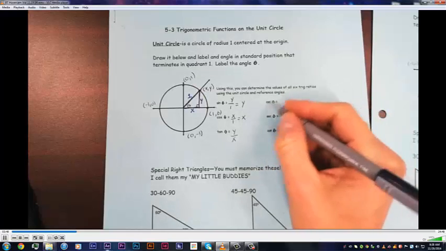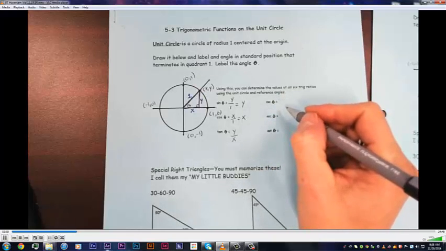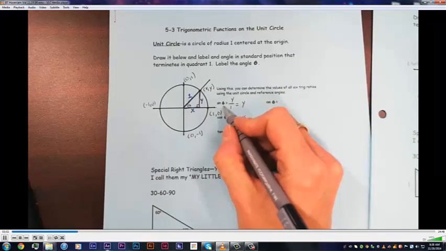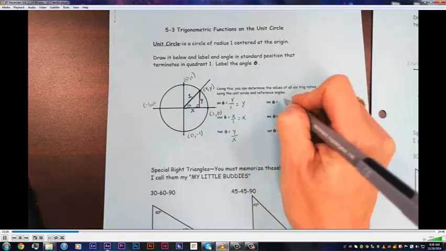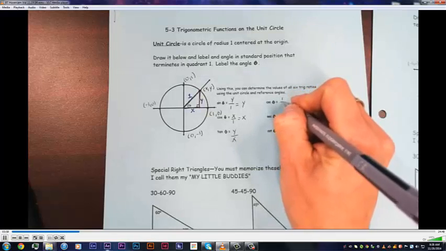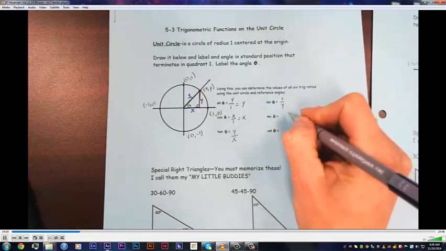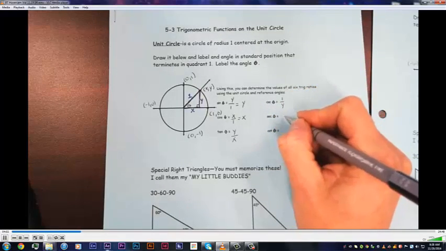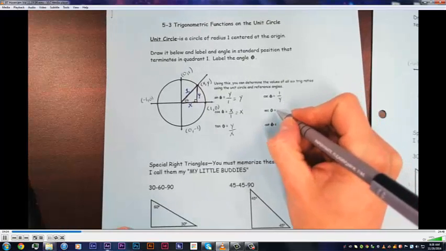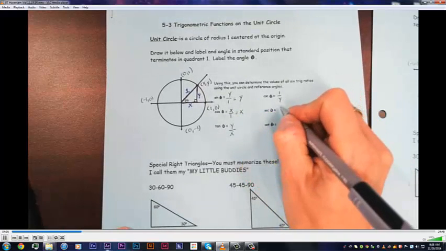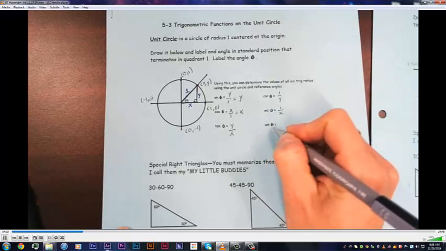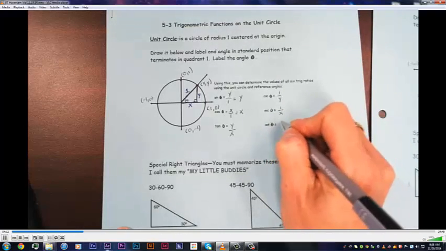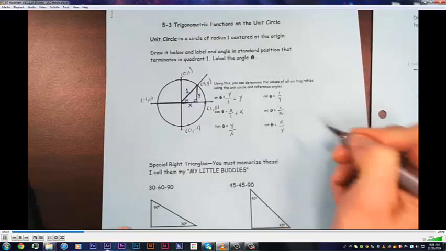Okay, here are our reciprocal partners, which we learned yesterday as well. So cosecant of theta is then the reciprocal of y over 1, or 1 divided by y. Okay, secant of theta is the reciprocal, so 1 over x. And cotangent of theta is going to be x over y.